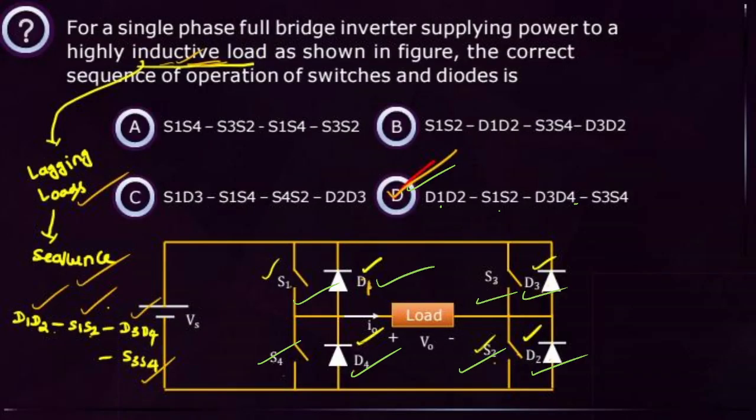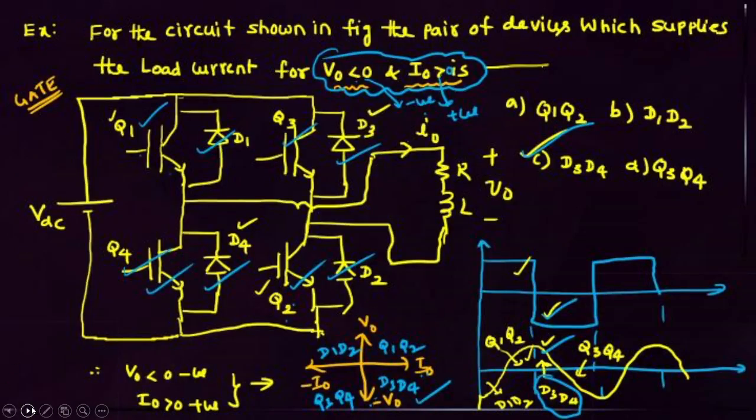If it is a capacitive load, it is given. Lagging loads, that is, inductive loads, means lagging loads. Lagging loads means first diodes, next switches. Leading loads means first switches, next diodes will conduct. That you have to concentrate.